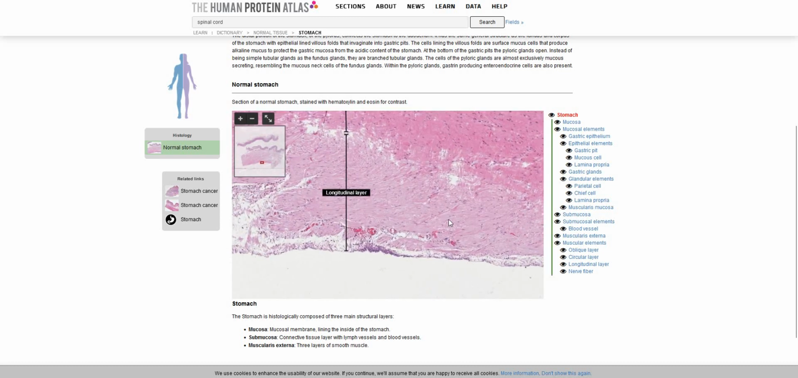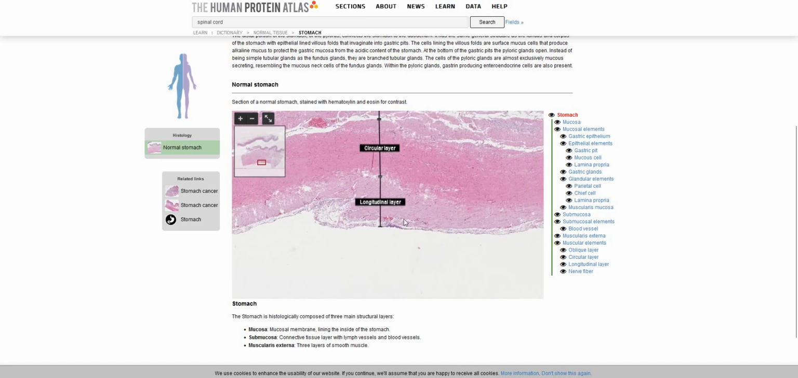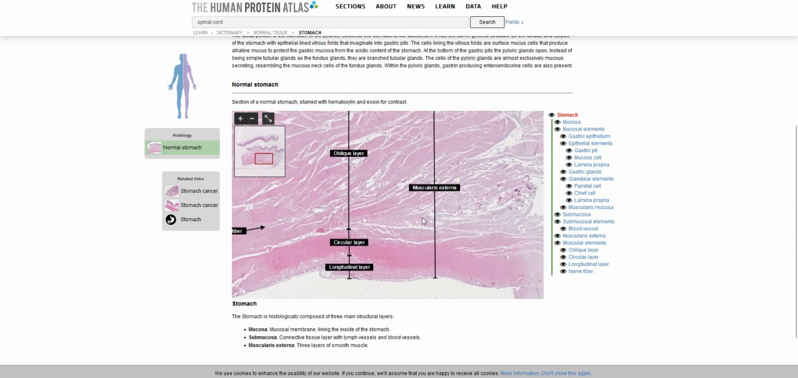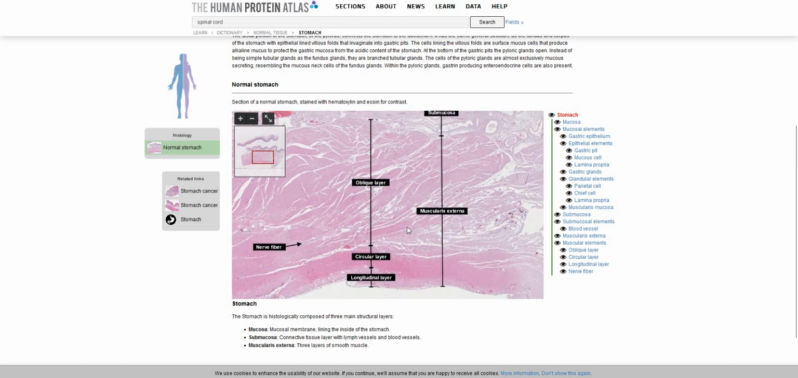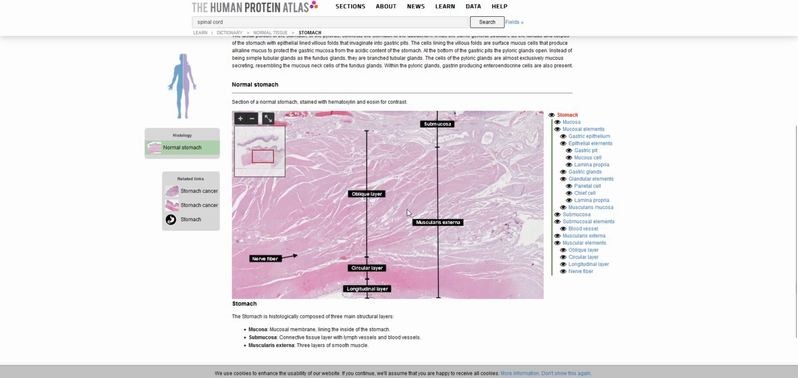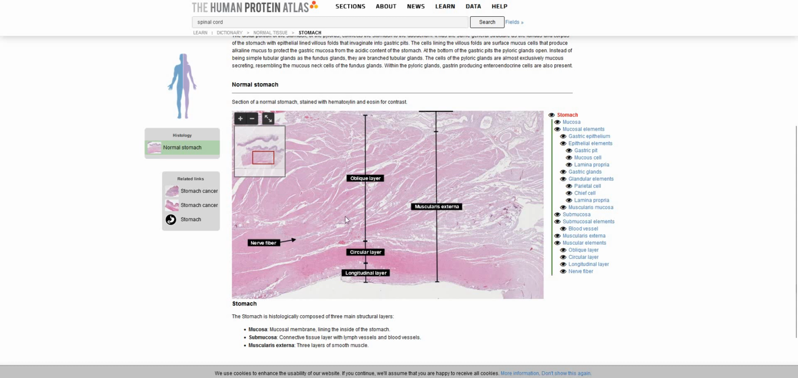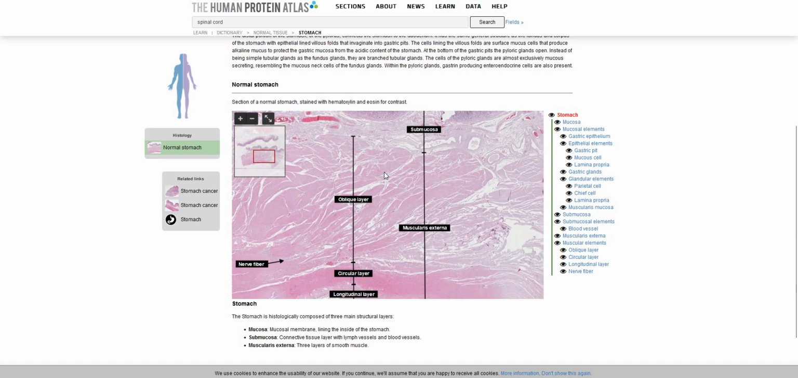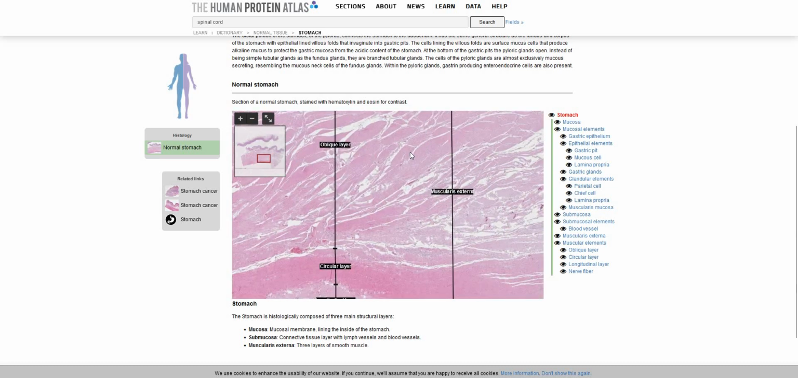And then lastly, we have our longitudinal layer, and we would expect this layer, again, to run perpendicular to the others. And that way, when they contract, they can really help us to wring and kind of churn the contents of the stomach. So main difference here is we have that additional oblique layer. It is typically really thick like this, so it's much larger than those other two layers.